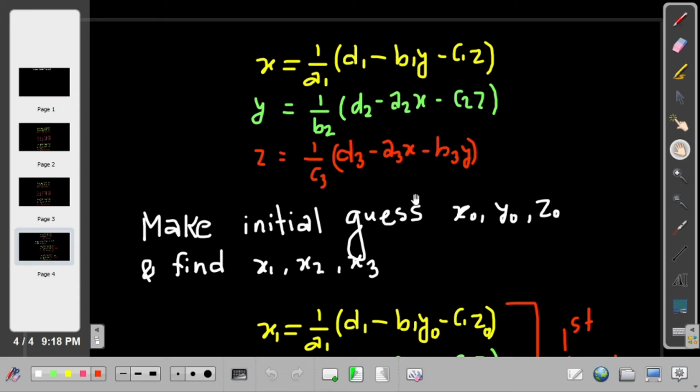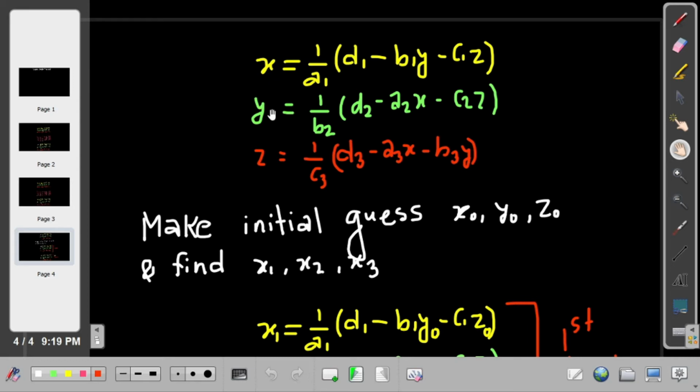But here one thing is a little bit tricky. Don't put the values of x0, y0, and z0 directly in these equations. Rather, you can do a little bit tweak. That is, you can put the guesses for y and z, that is y0 and z0, in the first equation, and it will give you the value of x. But this will be x1, right? The first approximated value of x.